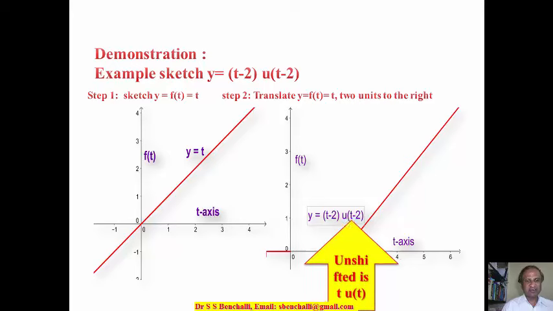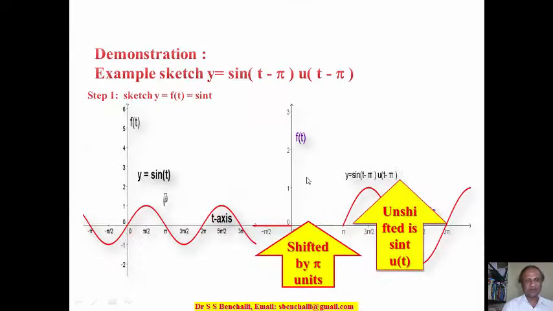So you can draw the f of t. Is it clear? Then you can translate. It is shifted by 2 units. Then you can draw the curve that can be observed.